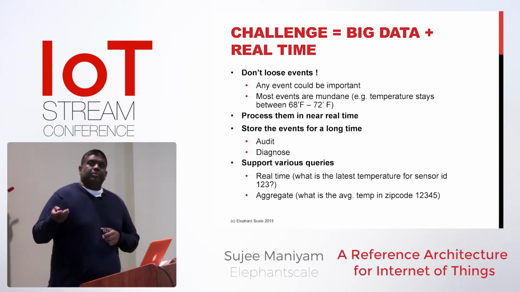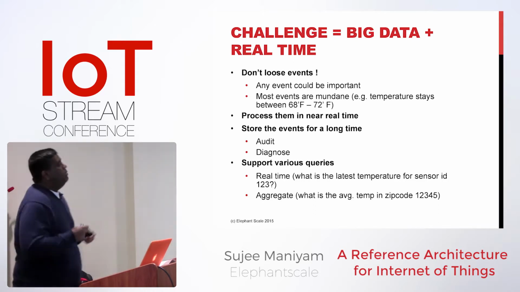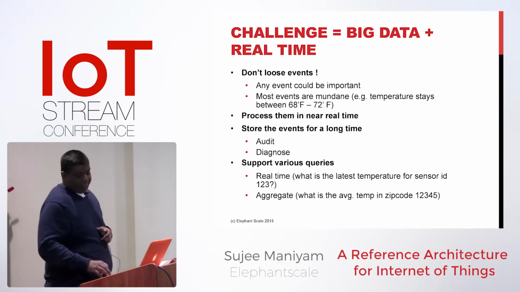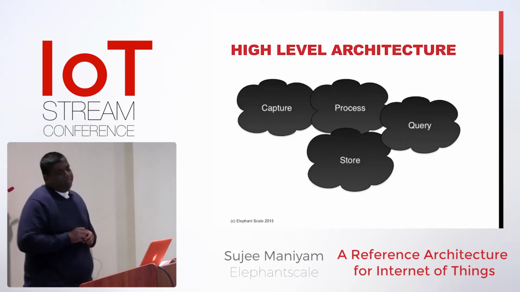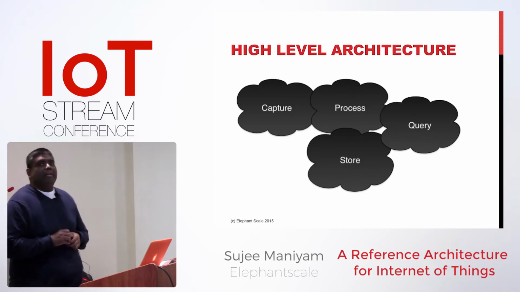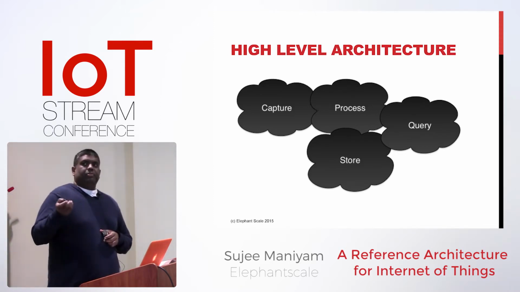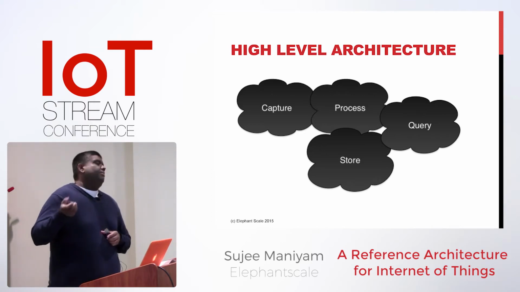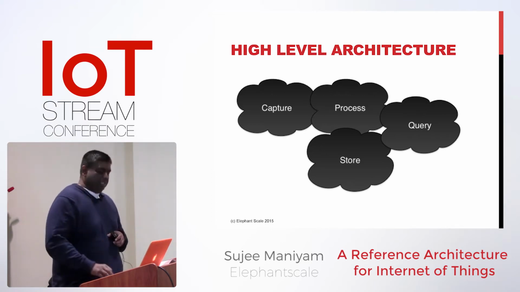And I need to be able to store them for audit and diagnosis and all that stuff, right? And I want to be able to do some cool analytics. I want to say, what's the temperature in this zip code, right? So if you divide this architecture at a very high level, I've broken it up into four components: capture, process, store, and query, right? And right now these are all black clouds because we don't know what's in them yet.